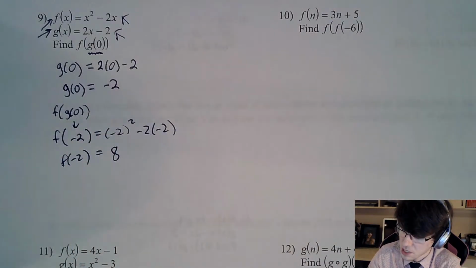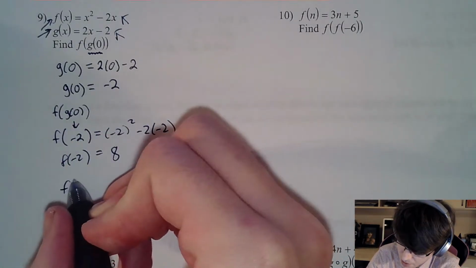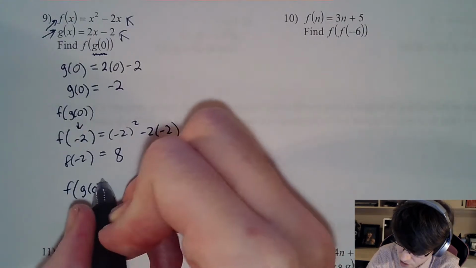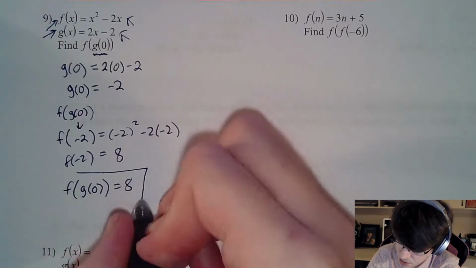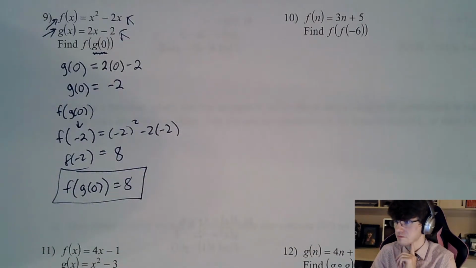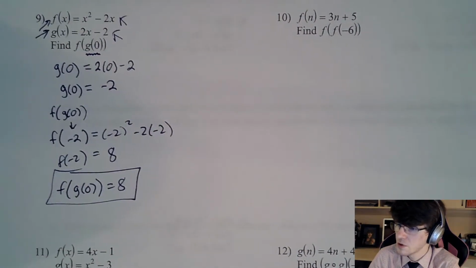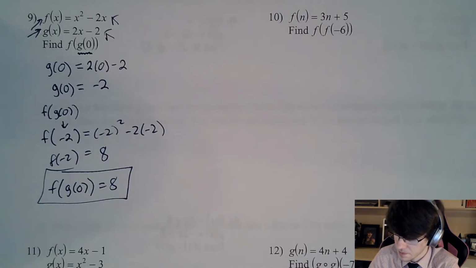To write your final answer in the neatest way, I recommend rewriting the entire thing one last time. F of g of 0 is equal to 8. And this is really that perfect way to write that answer. Let's keep it moving on to number 10.